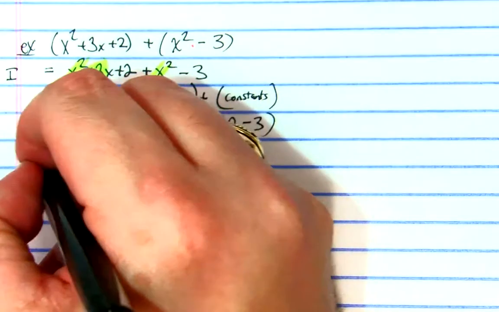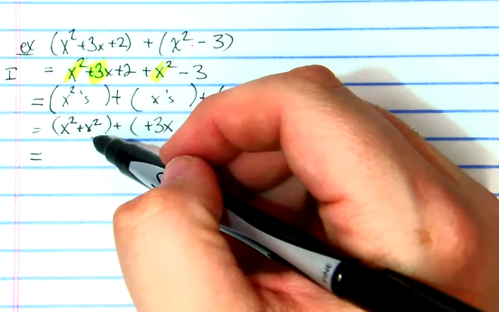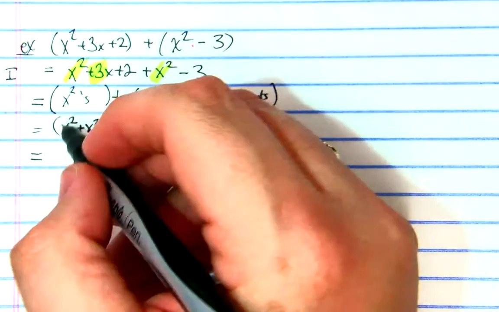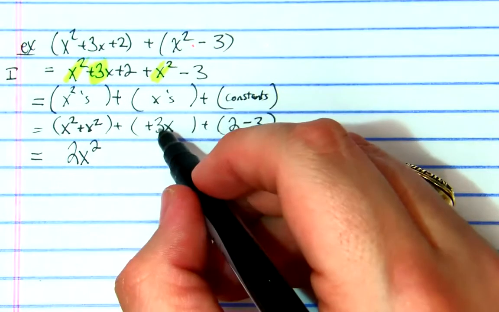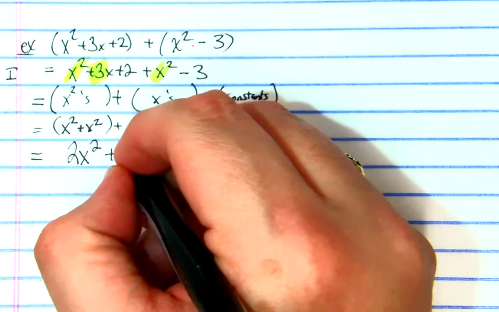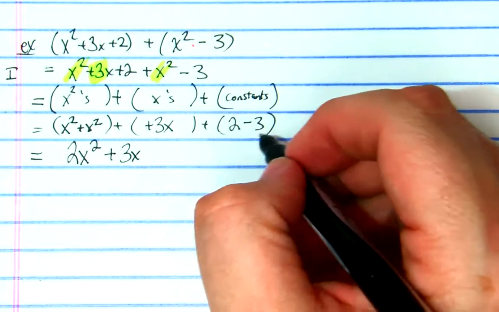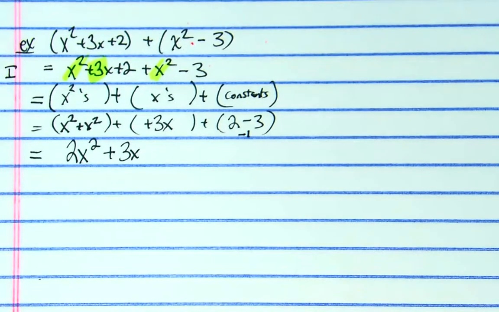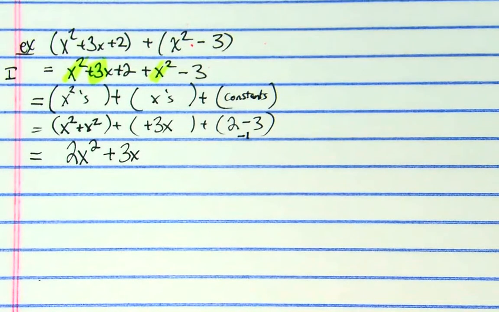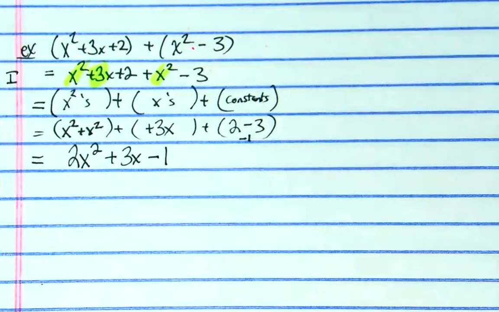And now we do the last step to add up everything in our groups. X squared plus x squared is 2x squared. Positive 3x, I'm going to add plus 3x. And then I have 2 minus 3. 2 minus 3 is a negative 1. Sometimes I put an answer down there. I know that's a negative 1, so it's going to be plus a negative 1, which is going to be minus 1. Now, remember the keys.